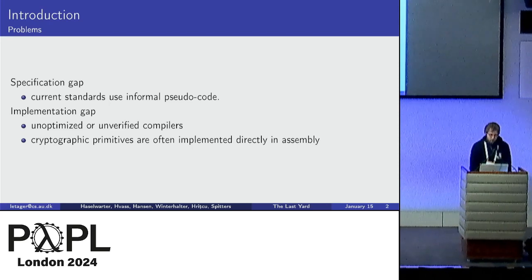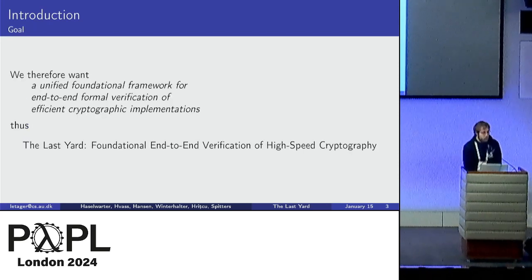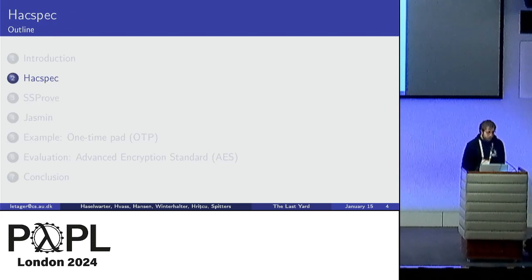So to prevent this, we want a unified foundational framework for end-to-end formal verification of efficient cryptographic implementations. Thus, we have made this paper, The Last Yard: Foundational End-to-End Verification of High-Speed Cryptography. I'll start by introducing some of the elements of our framework.